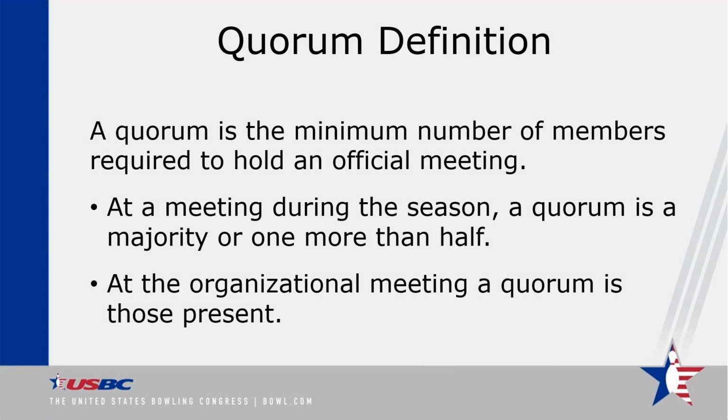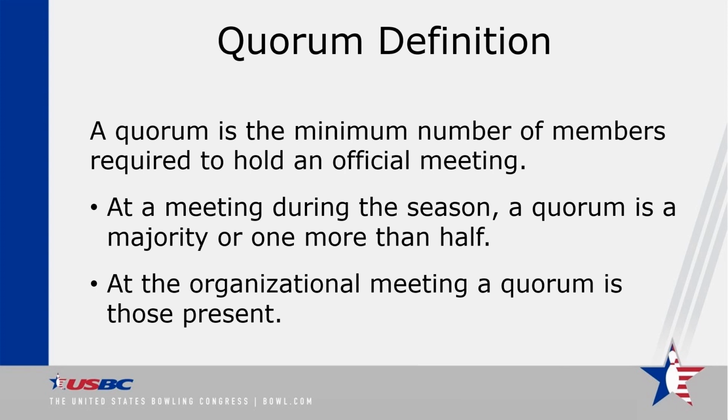The President presides at all meetings and calls the meetings to order. Once the meeting is called to order, the League Secretary will need to make sure that there is a quorum present. A quorum is the minimum number of members required to hold an official meeting. Unless the league rules state another number, a quorum is a majority, or one more than half of the eligible members present. For example, if a league has a Board of Directors meeting during the season, a quorum would be a majority of the Board of Directors.